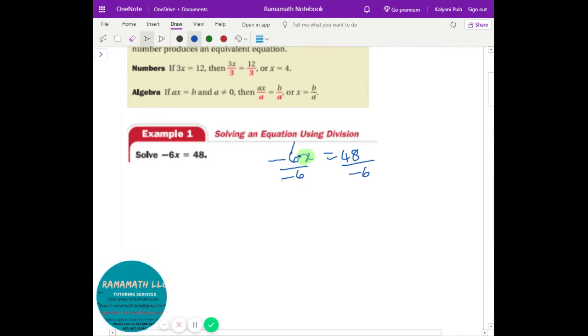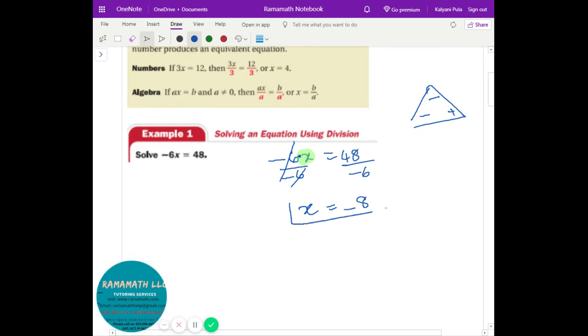So you divide by negative 6 on both sides, and then you get 48 divided by negative 6. Here 48 is positive and this is negative, so positive divided by negative is negative. That's different from the rule for when you add or subtract, but when you divide, there are different rules. Negative times negative is positive. That's all we need.